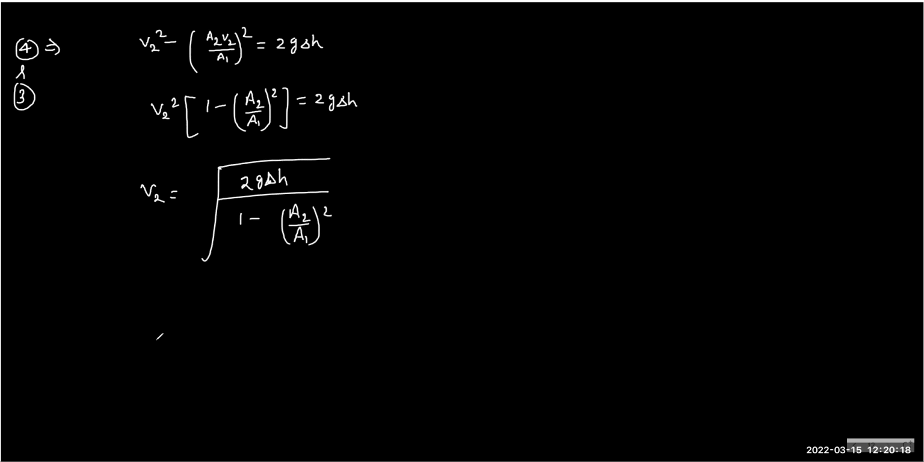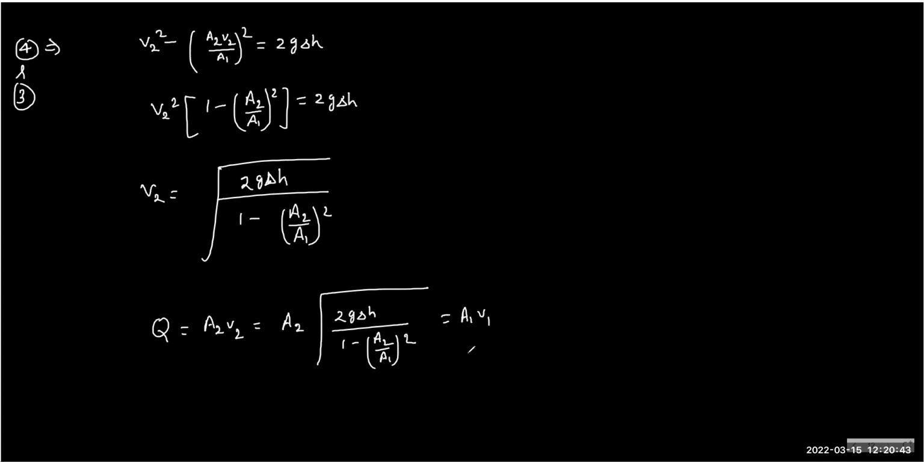And once you get V2, you can find the discharge rate as well. Because we know V2, we can find the discharge rate, which is A2 V2. And of course, this will be the same as A1 V1. So finding it is pretty easy, just substitute.